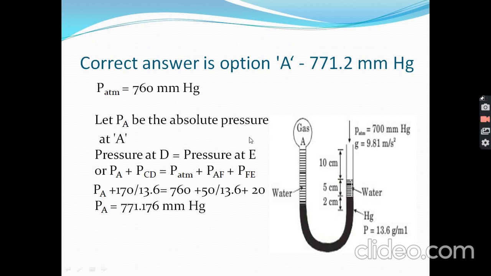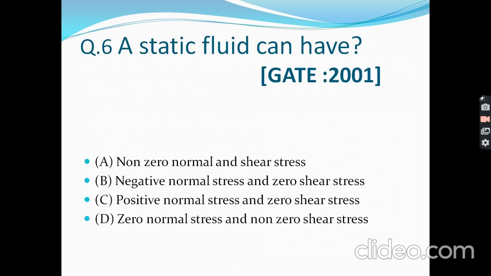Here atmospheric pressure is 760 mm of Hg. Let PA be the absolute pressure at A. So pressure at D is equal to pressure at E, or PA plus PCD is equal to P atmospheric plus PAF plus PFE. Here PA plus 770 by 13.6 is equal to 760 plus 50 by 13.6 plus 20. So PA is equal to 771.176 mm of Hg.